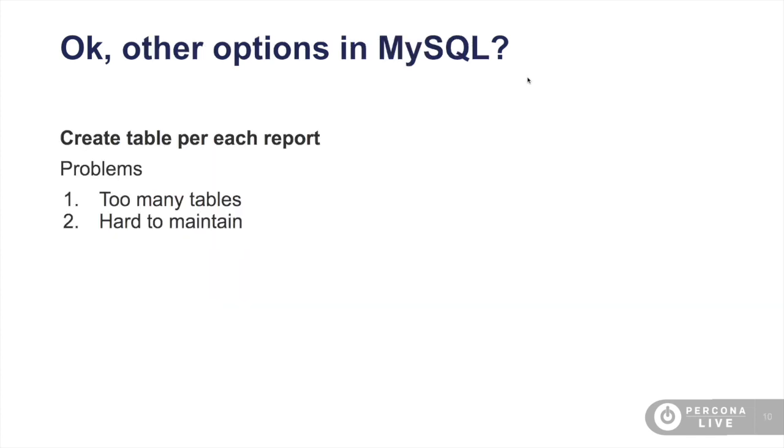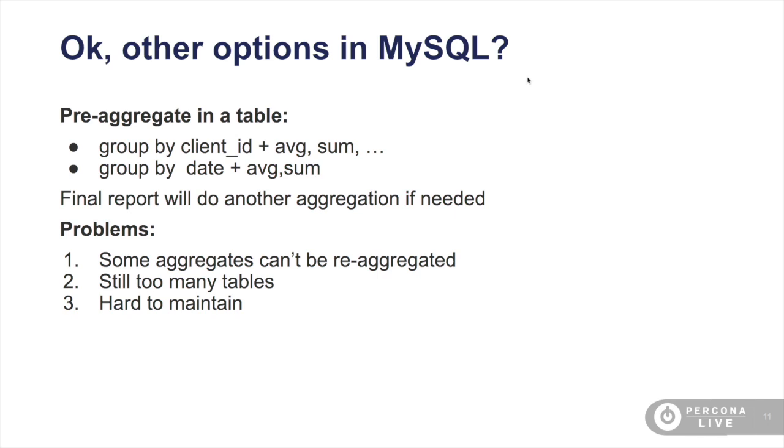So other options, right? We can create a table per each report. It will work, but there are too many tables, and it is hard to maintain. We can also pre-aggregate the table and group by client, do the average, sum, group by date. So we will need to create a pretty good number of tables that we can potentially use in our reports.